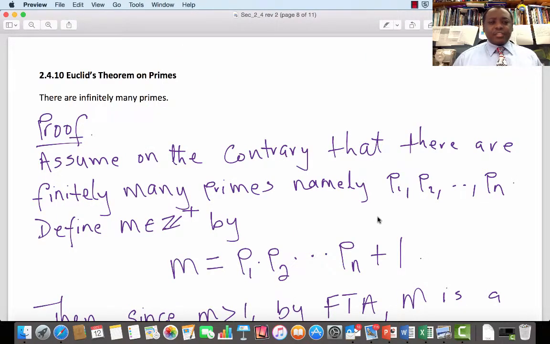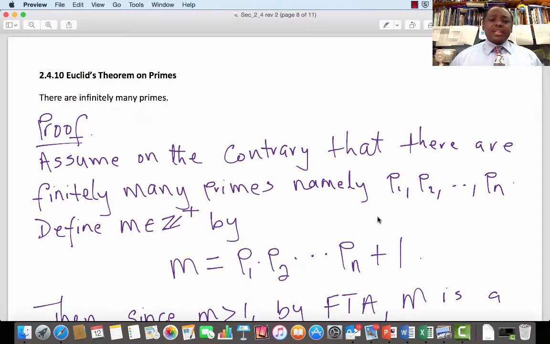2.4.10 Euclid's Theorem on Primes. Very simple, eloquently stated theorem. There are infinitely many primes. That's all. There are infinitely many primes.